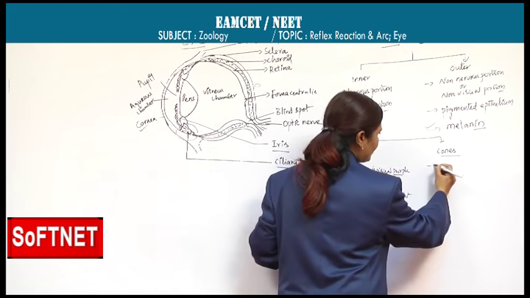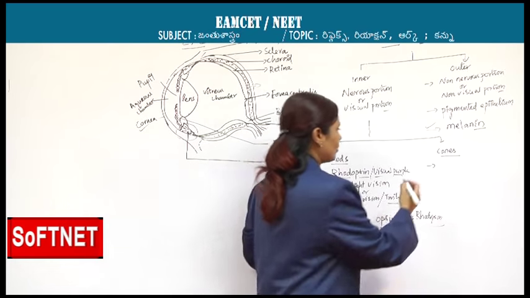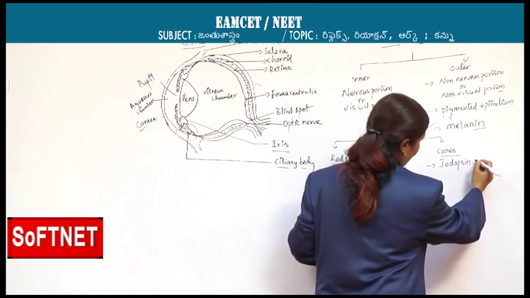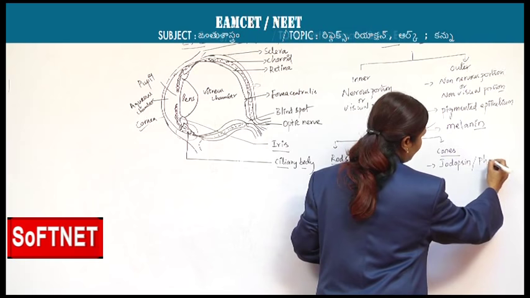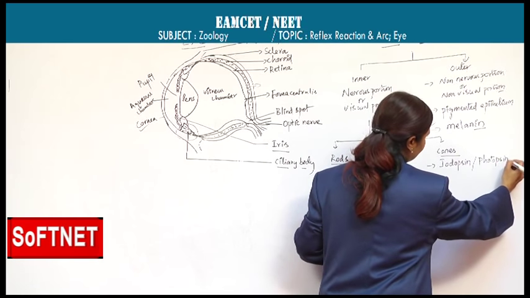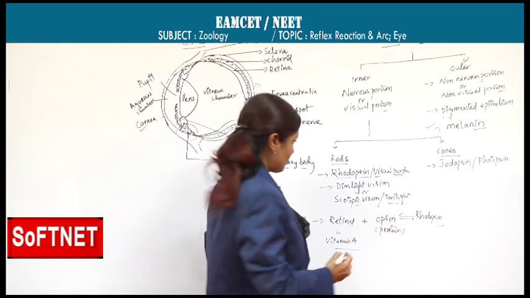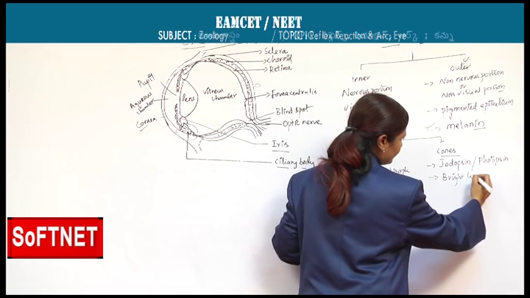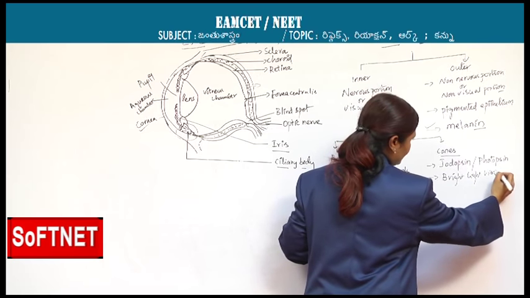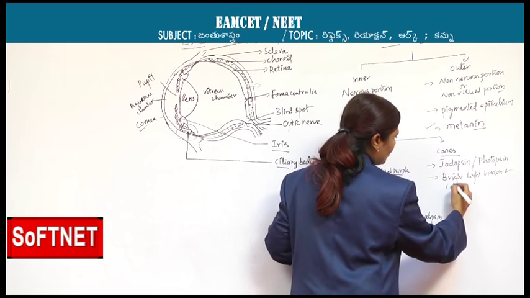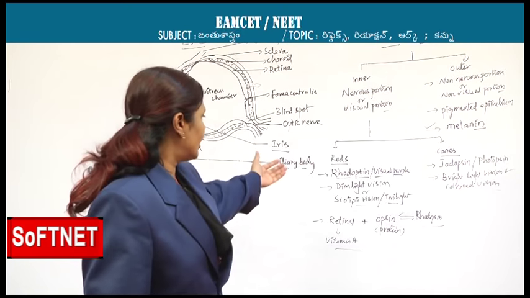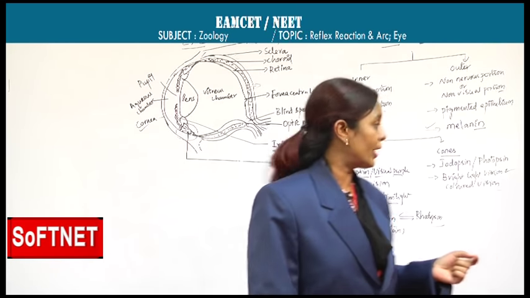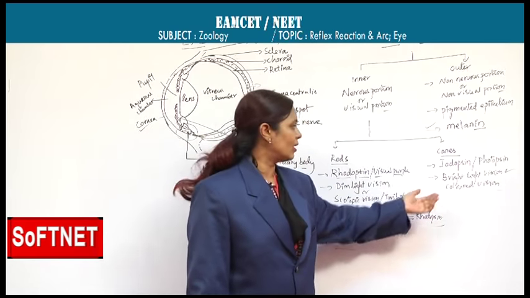Cones consist of another visual pigment called iodopsin, otherwise called photopsin. Now these cones are specialized in bright light vision as well as colored vision. When rods are specialized in dim light vision or scotopic vision, cones are specialized in bright light vision as well as colored vision.